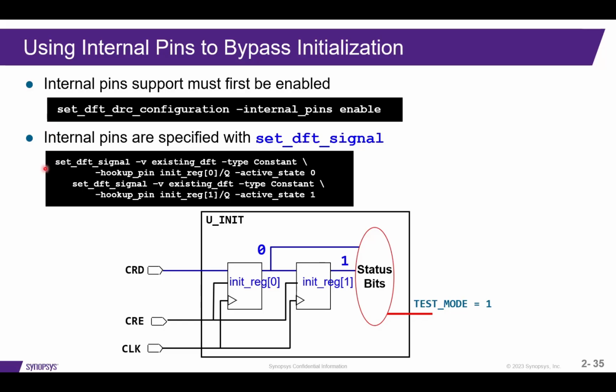After that, you use the set DFT signal command to define any signals that need to be constrained to a particular value by specifying set DFT signal -view existing DFT -type constant. And here I'm only defining the -hookup pin option without defining the -port option. So in this example, I have defined each of these registers to be of a different active state.